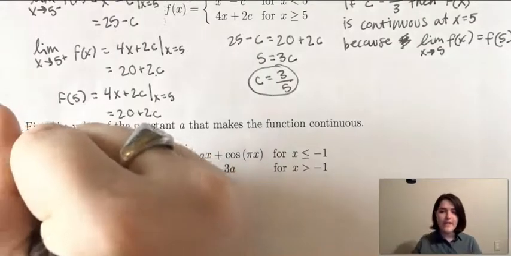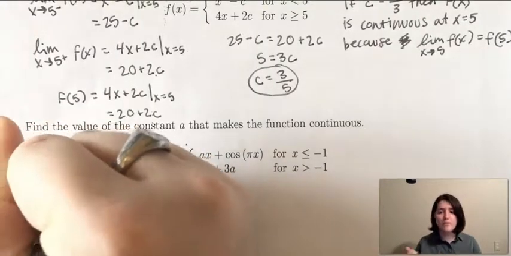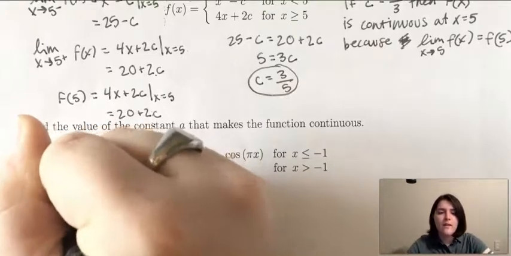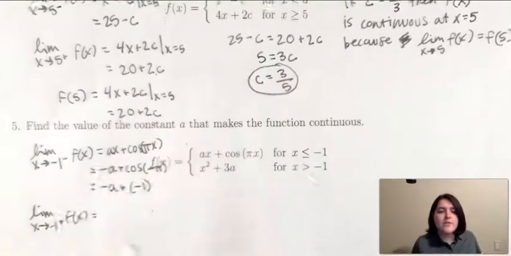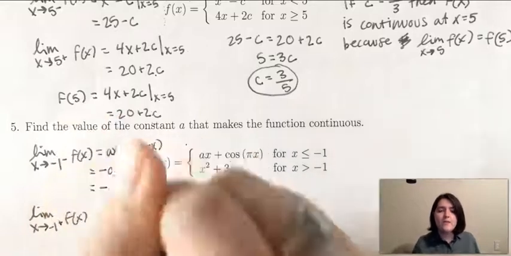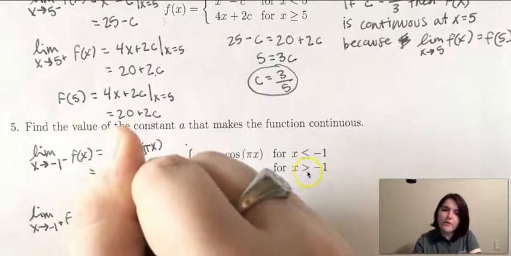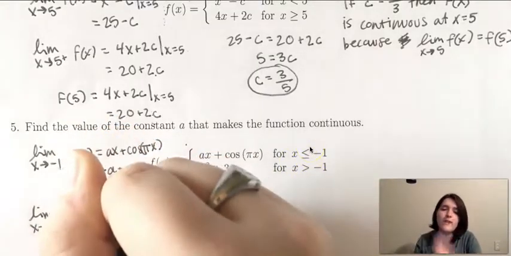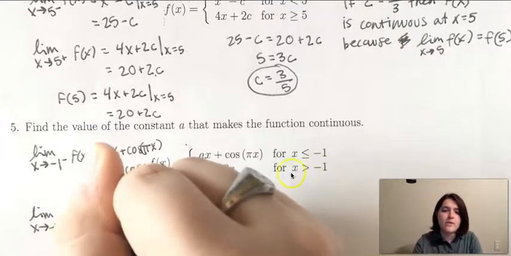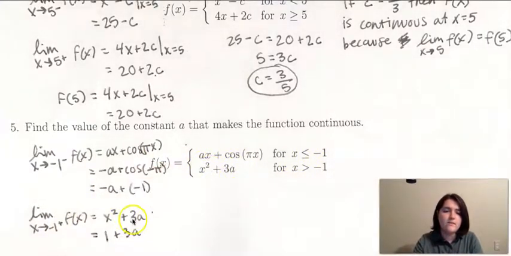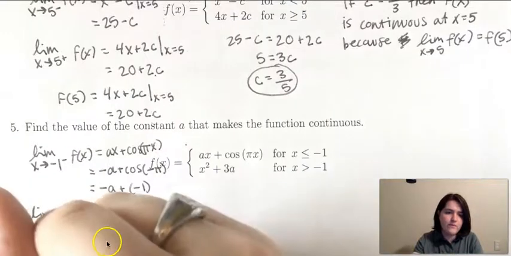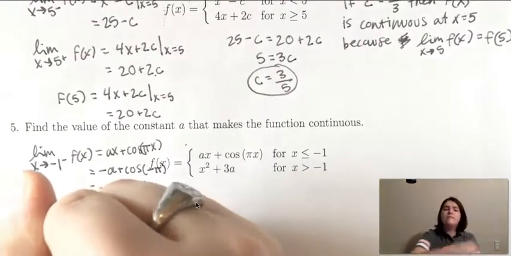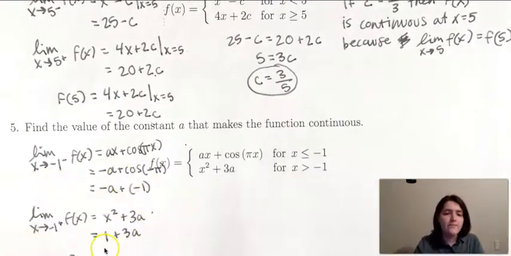So we've simplified that as much as we can. It's always good to simplify as much as you can. And then we'll do the right side. So the right side, again, we want to choose the one that has the greater than for the right and the less than for the left. So for the right, we're going to be using this one and this function. We're plugging in -1, 1 plus 3a. So we have our left side and our right side.